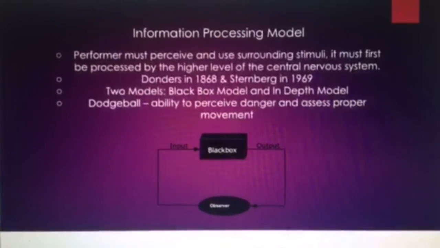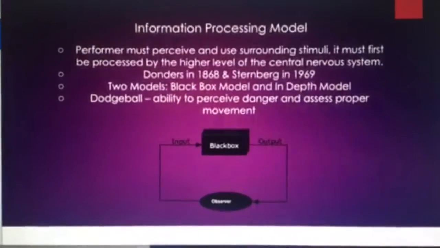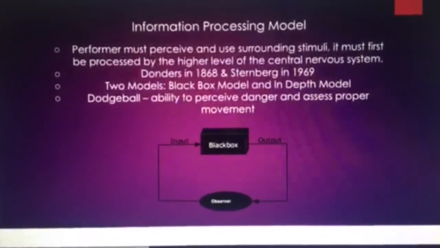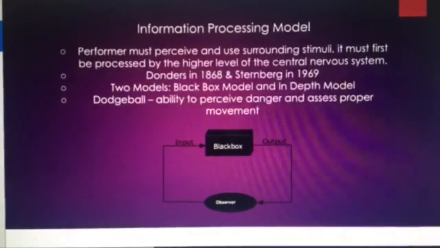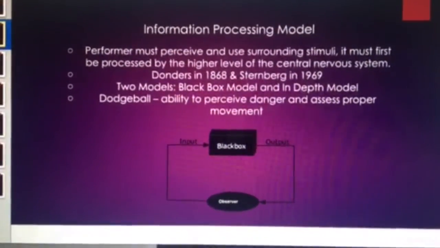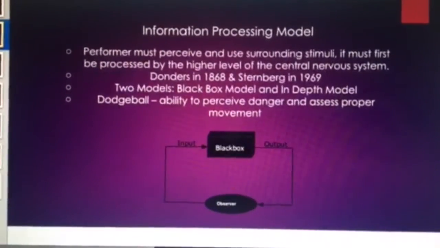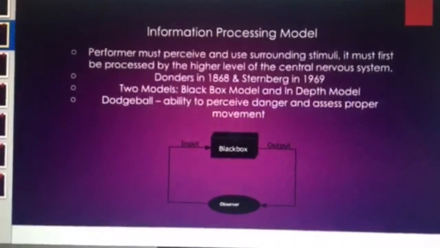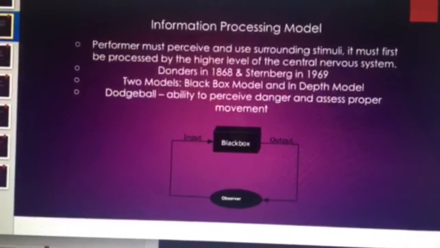There are two models of the information processing model. The first would be the black box system, which we see a picture of down below. This tells us that the sensory information is being input into the higher centers of the central nervous system and then output as the desired function of the body. This is a simple explanation of what happens.